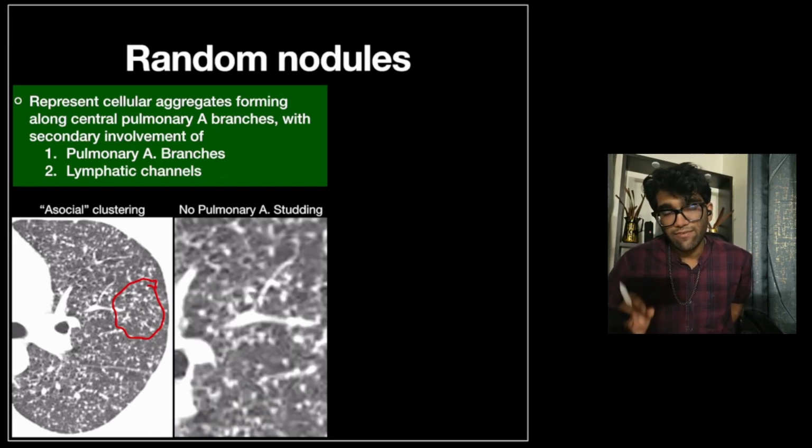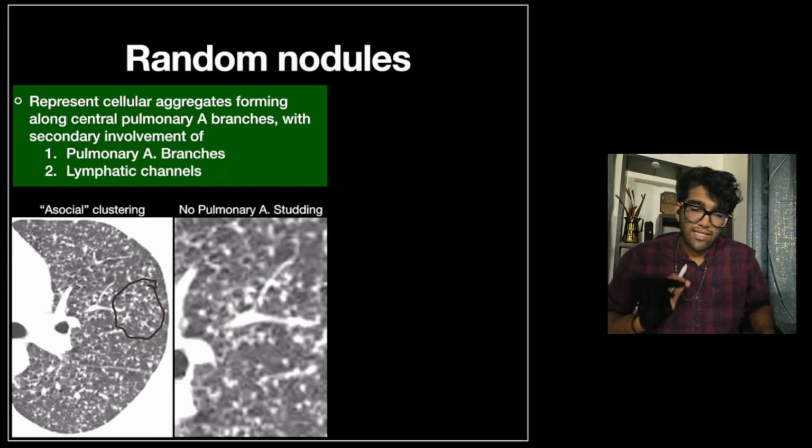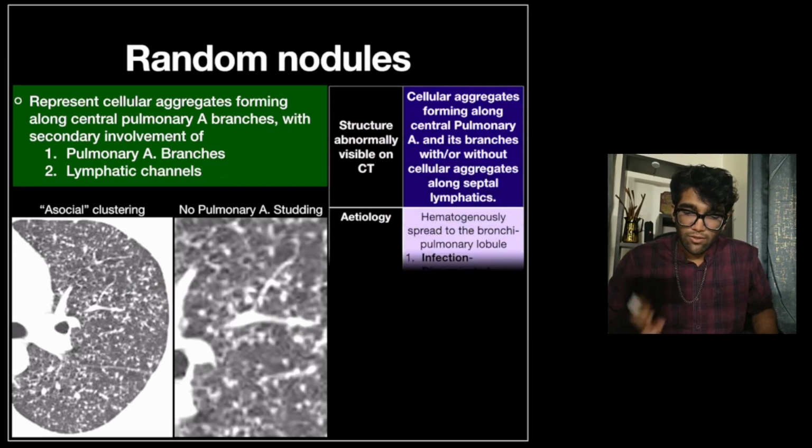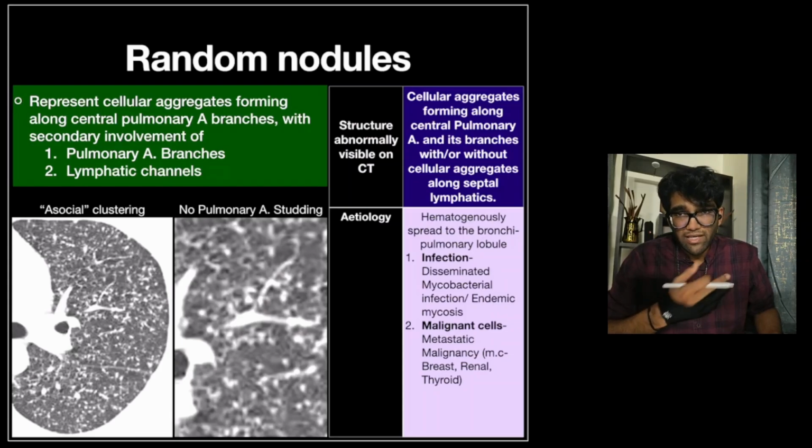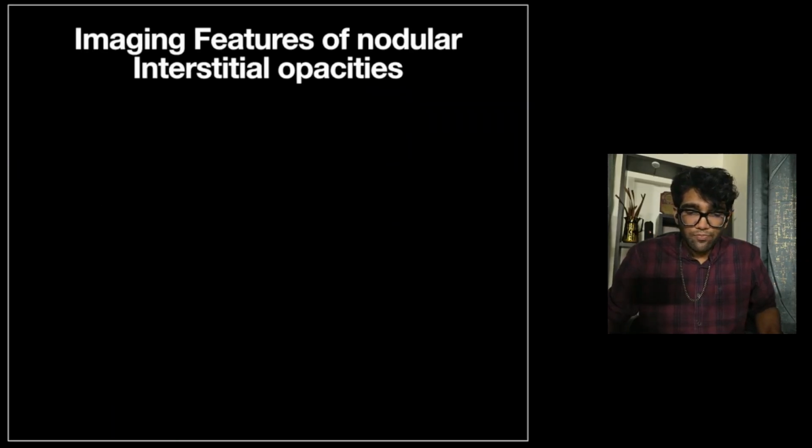The thing that I find most useful is to look at the pulmonary artery and see that the pulmonary artery here is essentially smooth. There are no nodules along it. That helps me say that it is actually a random nodular pattern and not a perilymphatic pattern. These could in turn be hematogenously spread infection, or they could be metastasis. So that is the thing.